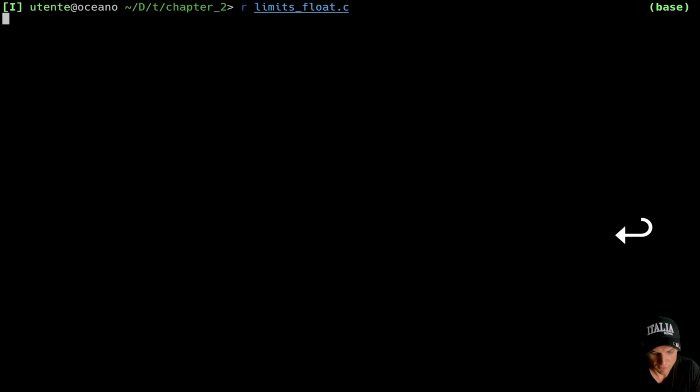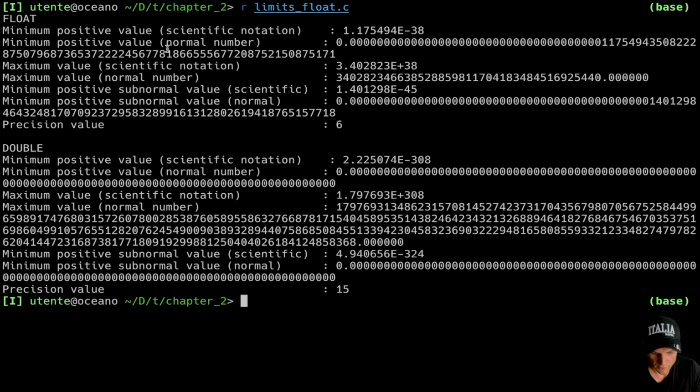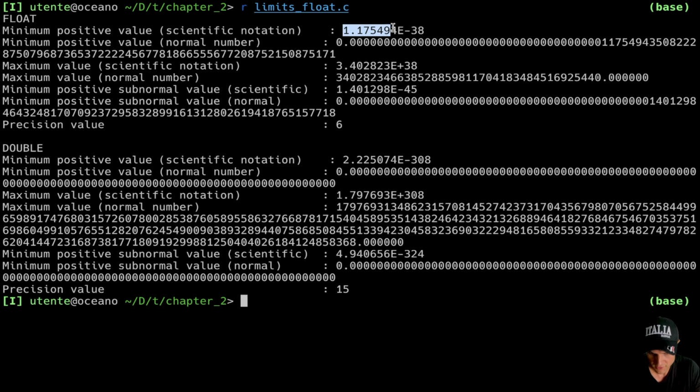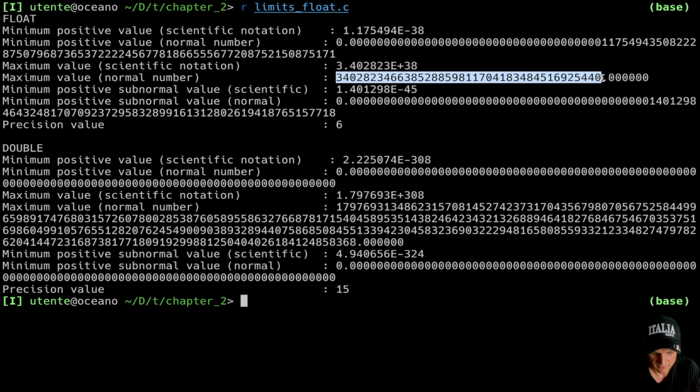So run limits.float. Here it comes. So this is for floats. We have the minimum positive value, which is in scientific notation. So we have this, the significant part of the value, also known as the mantissa, raised to minus 38. As you can see, the real number has 38 zeros just before, and then of course the significant part. Scientific notation gives us a really neat way to represent values without all this madness. Here we have the maximum value in scientific notation, which is pretty big, a pretty long number.